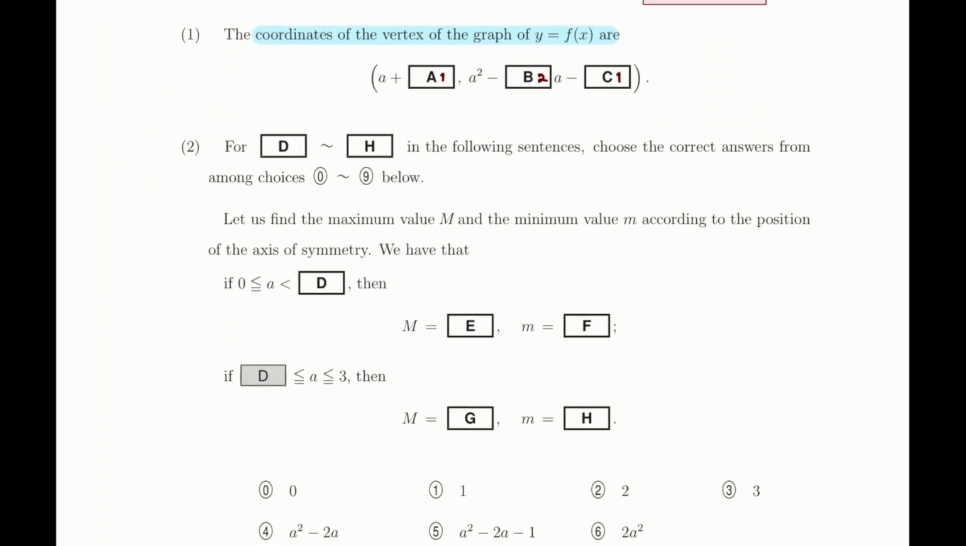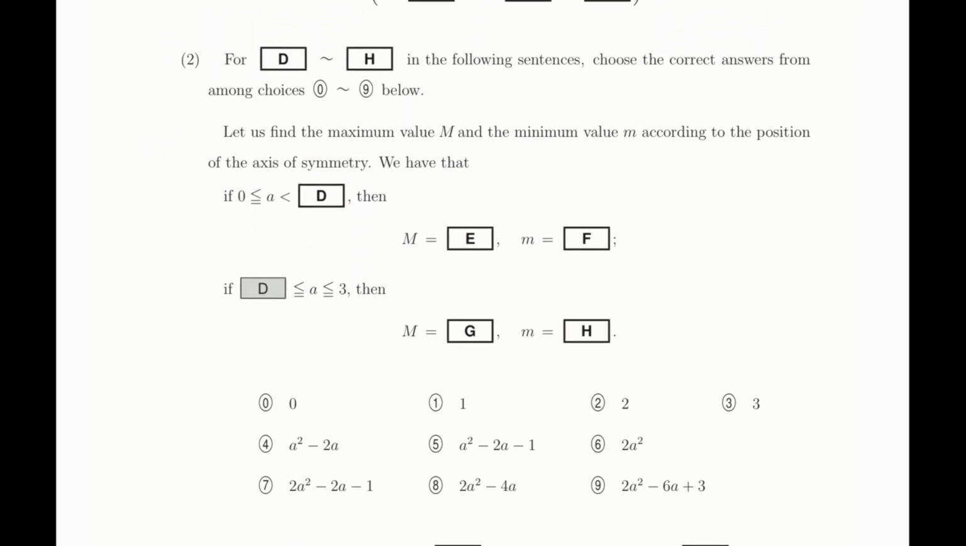And then for D until H, in the following sentences, choose the correct answer from among choices 0 until 9 below. So for D until H, we need to choose the correct answer here. Let us find the maximum value capital M and the minimum value lowercase m according to the position of the axis of symmetry.